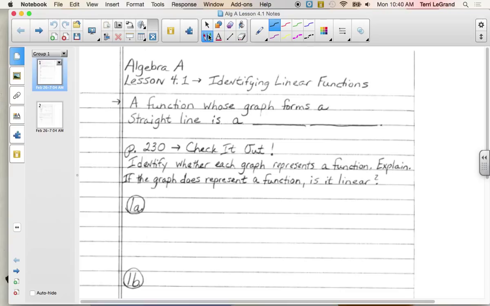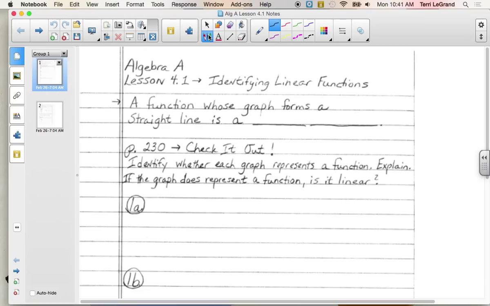One x for every y? Or one y for every x? Exactly, one y for every x. It's the x that's in control, remember? Every x value has to have only one y value. And if that's the case, we can say that that relation, that set of ordered pairs, is a function.